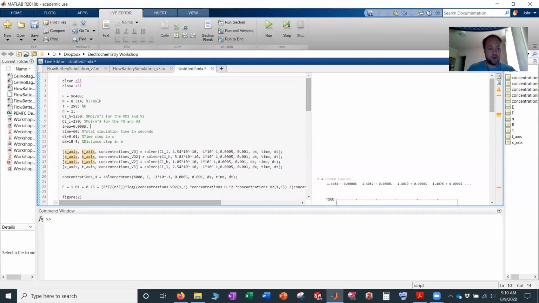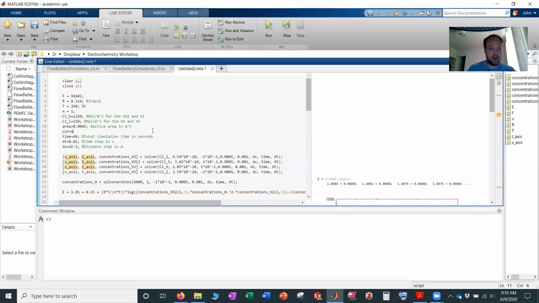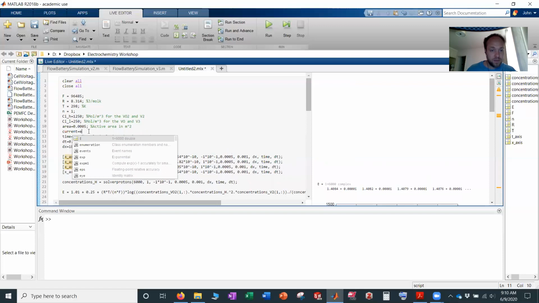This is active area in meters squared. And then we also probably want to have a current, right? And that's going to be equal to this value, 1e-1, it looks like. 1e-1. So this is in amps.